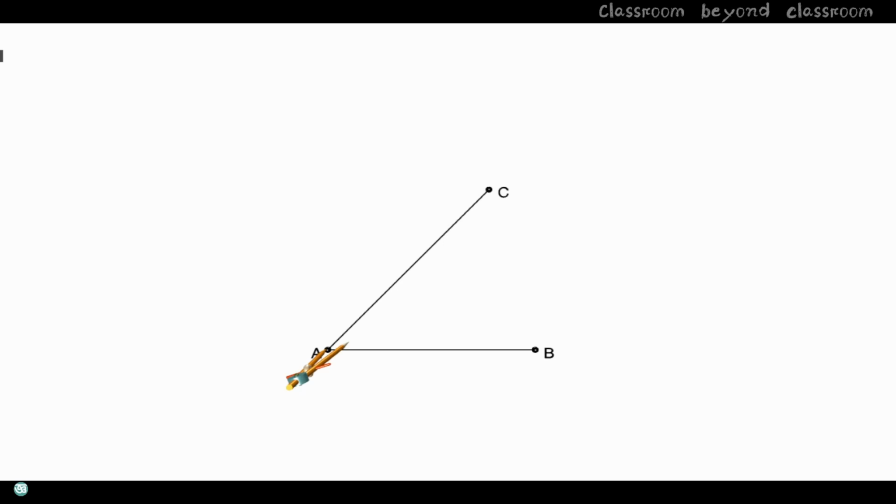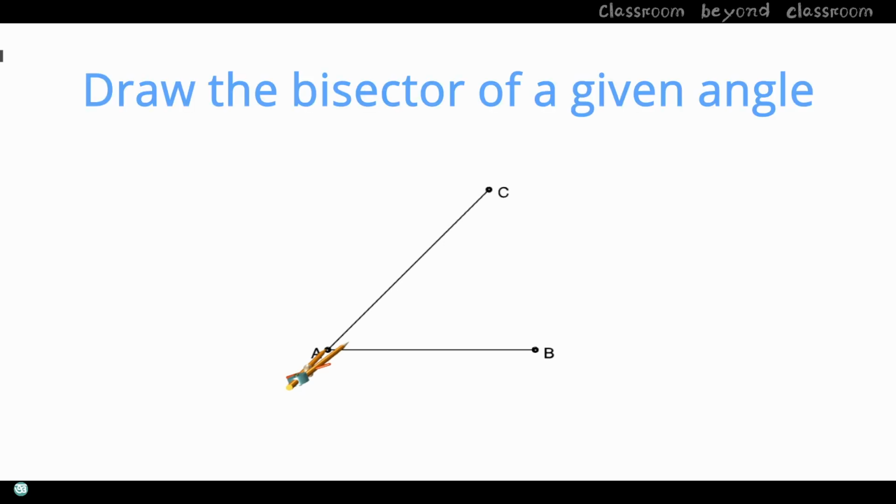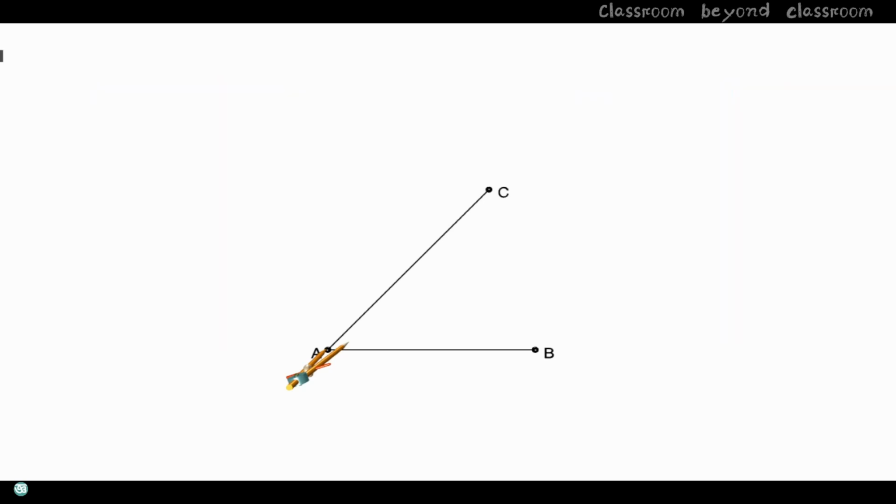Number 2 is bisector of an angle. We are given an angle BAC. We have to bisect this angle into two equal angles. So what line can bisect this angle? That means we have to draw the bisector of this angle. Now let us see how it can be done.